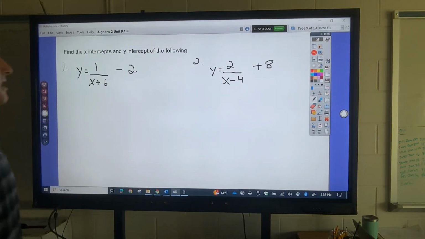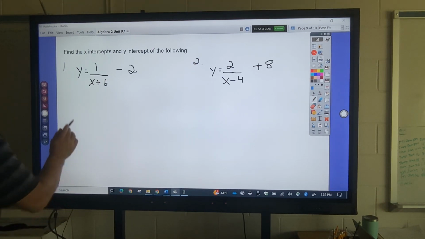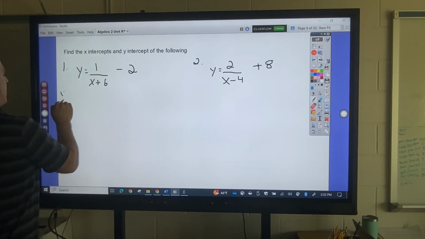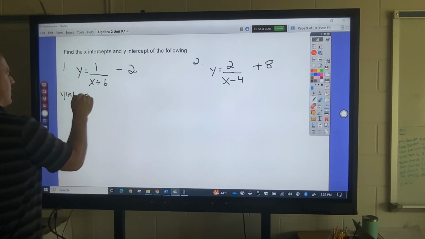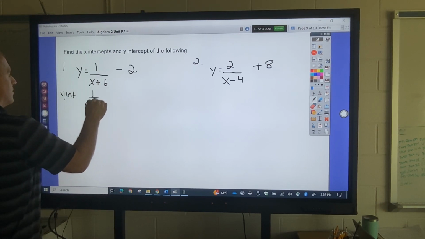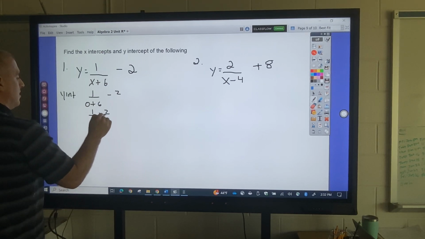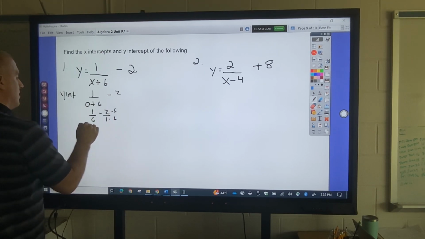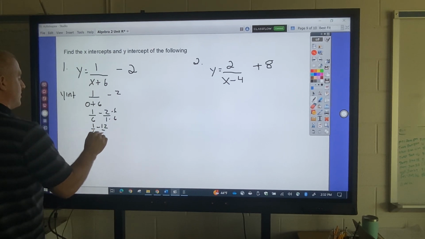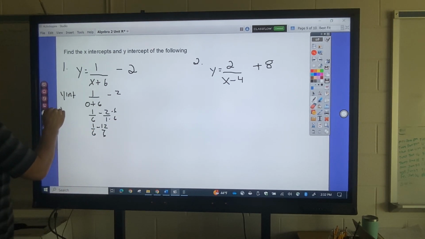All right, going on to these. Same concept. Find the x-intercept and y-intercept. If I want to do the y-intercept, put 0 in for x. So that's 1 over 0 plus 6, minus 2. If I get a common denominator, that's 1/6 minus 12/6. So that's going to be a y-intercept of negative 11/6.